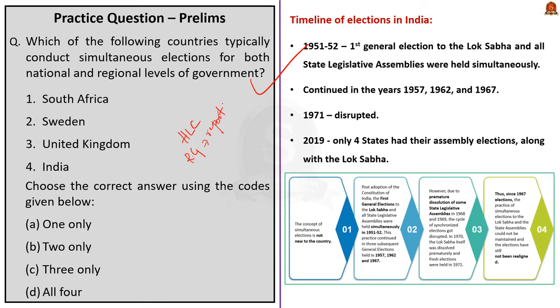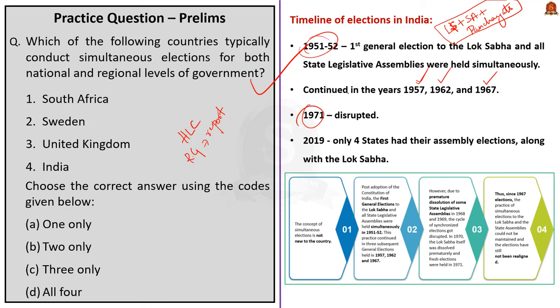The concept of One Nation, One Election envisions to conduct simultaneous polls across the country. This means that the elections for Lok Sabha, all state assemblies and panchayats will be conducted at the same time. Remember, the practice of simultaneous election is not a new phenomenon for India. The first general election to the Lok Sabha and all legislative assemblies were held simultaneously in 1951-52. The practice continued in the subsequent general elections held in the years 1957, 1962 and 1967.